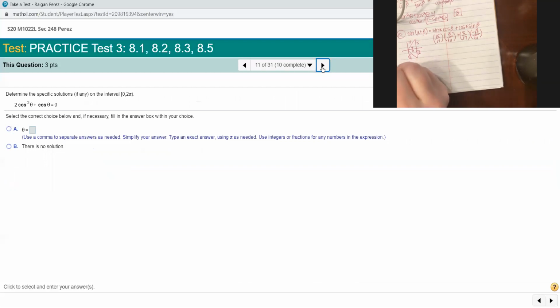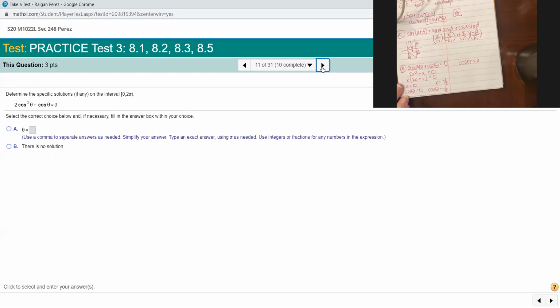Okay, number 11. I've got 2 cosine squared theta plus cosine theta equals 0. So in this problem, our cosine theta is x. Okay, so this would be the same thing as 2x squared plus x is equal to 0. So there's an x in common, so factor that out. We got x times 2x plus 1 is equal to 0. So x equals 0, and x equals negative 1/2. So basically, where does cosine theta equal 0? And where does cosine theta equal negative 1/2?